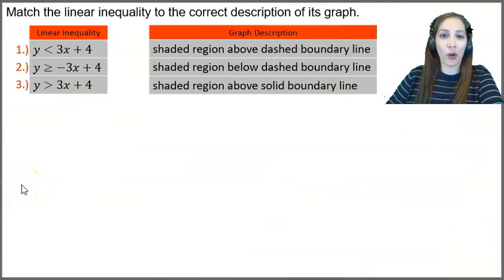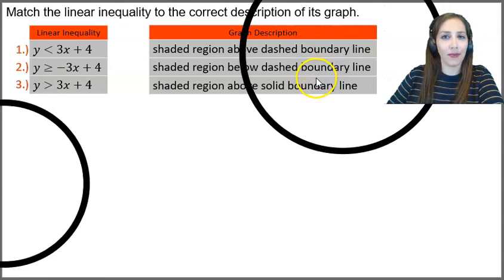Match the linear inequality to the correct description of its graph. So I have three linear inequalities here. But what does this mean? These less than and greater than or equal to signs and greater than sign. And what does it mean to shade the region above and below in solid and dashed lines?